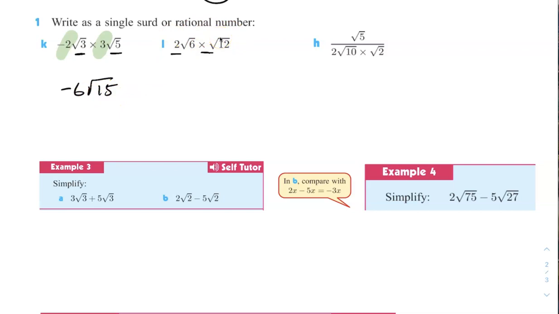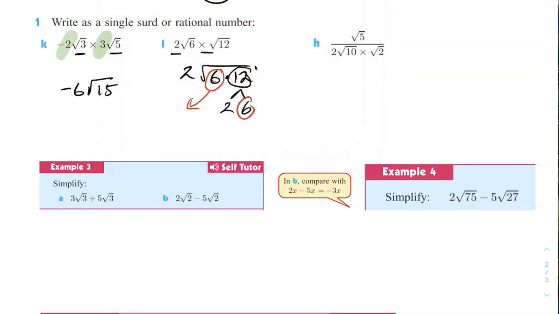Same thing with this one. Multiply 2 by the 1. And on the inside I got 6 times 12. Now I think 6 times 12 you could break down. With 6 times 12, what, 70 something? 72. But instead of multiplying it, I'm just going to break it down here. I know what 12 is. 12 is 2 times 6. And look at it, I have a pair of 6s.